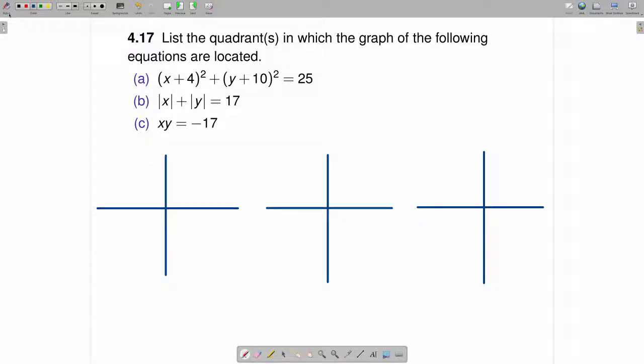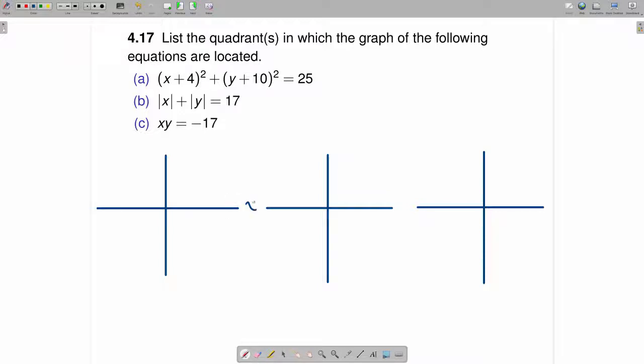List the quadrants in which the graph of the following equations is located. First is (x + 4)² + (y + 10)² = 25. Second is the absolute value of x plus the absolute value of y is equal to 17. And the third is x times y is equal to negative 17.